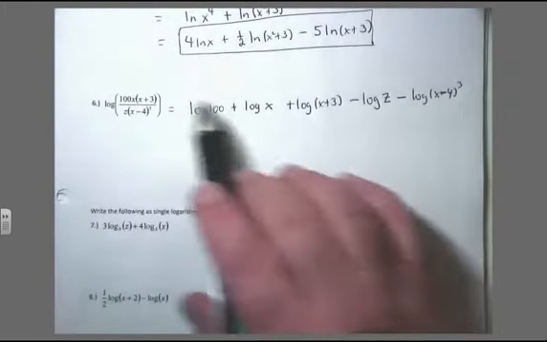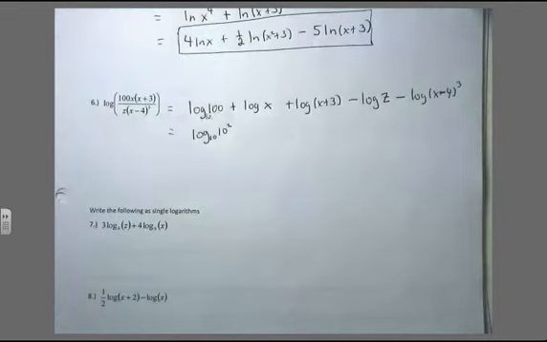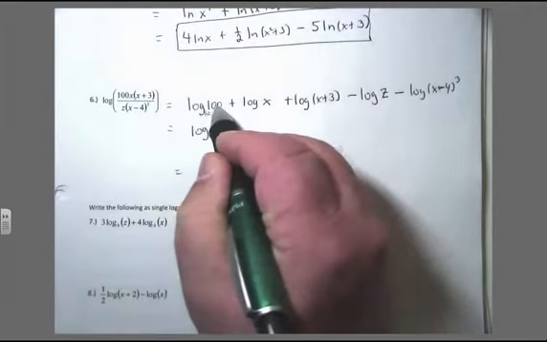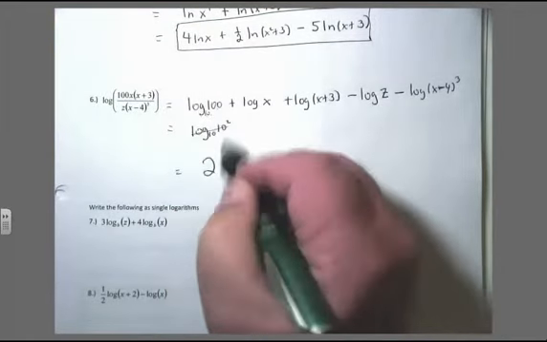What times what is 100? 10 times 10, or 10 squared. So this will be the log base 10 of 10 squared. And when the base on the log and the base on the exponential are the same, they do what to each other? Cancel each other out, and what are you left with? 2. Because in log base 10 of 100, 100 is 10 squared, they cancel each other out, and you're left with the exponent 2.